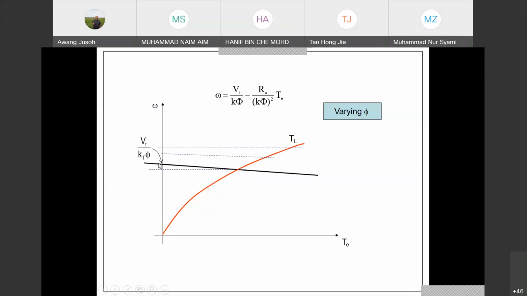This is the no load speed. This is the full load speed. And this is a reduction of flux. When you reduce flux, it will move this way. The lower the flux, the bigger the speed. Understand? That's how you control the speed.